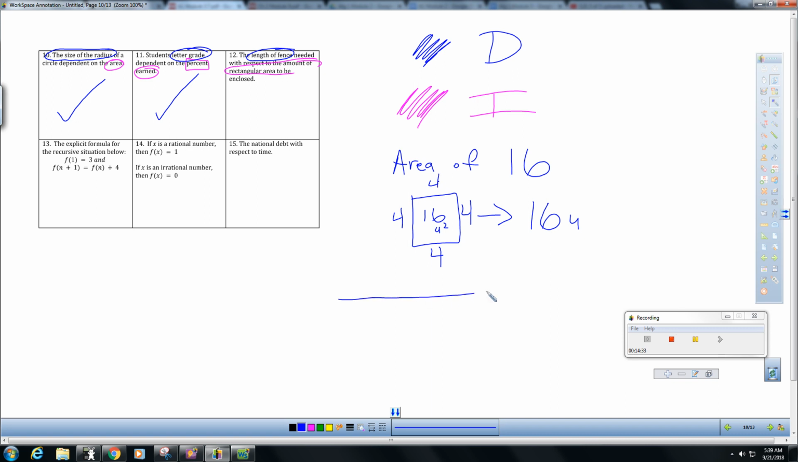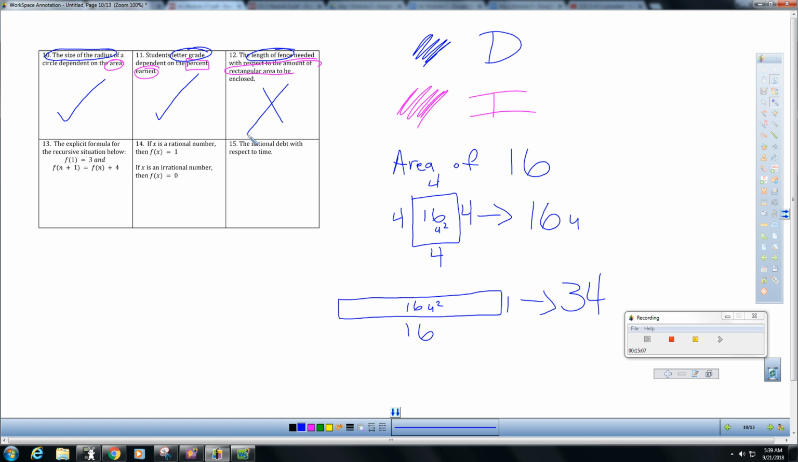Now, what if my area was 16, but my rectangle was 16 by 1? Again, the area of this is still 16 square units, but now my perimeter is 16 plus 16 plus 1 plus 1. It's 34. I need literally more than twice as much fence. So for the same area, we need a different amount of fencing. So our machine is not consistent, and then it is not a function.